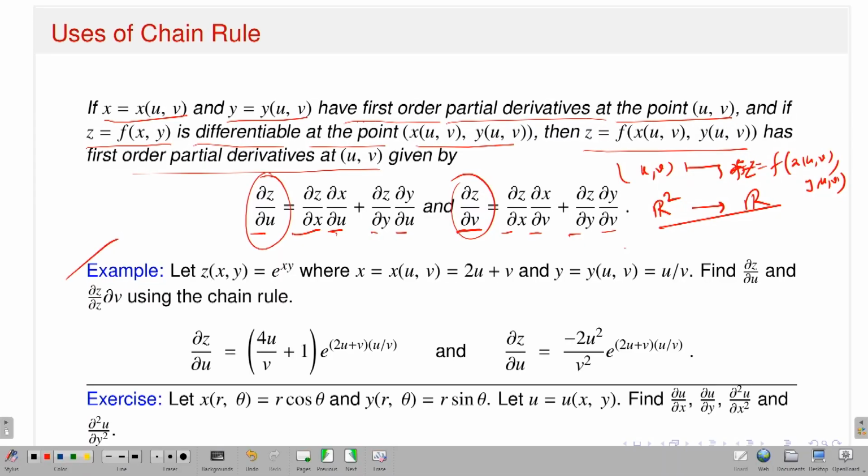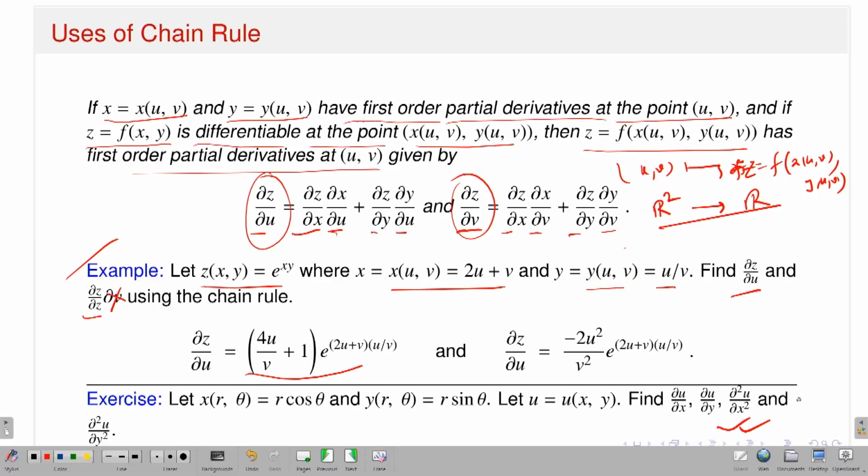One example I have given. Take z of x y is e to the power x y, x of u v is 2u plus v, y of u v is u by v. Then you calculate del z del u and del z del v. Okay. So I think this is a typo. So del z del u, you use that formula, you will have this one. That means you just calculate the partial derivative of z with respect to x and y, and the partial derivatives of x and y with respect to u and v, and use this formula. That is it. And this exercise also you should try.